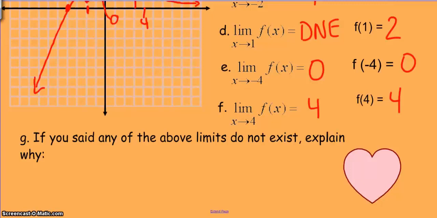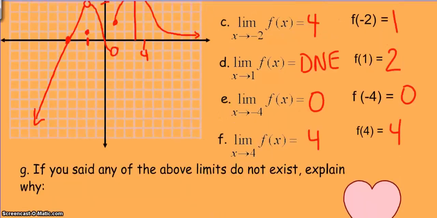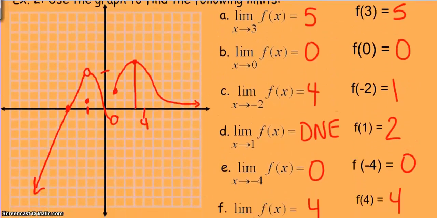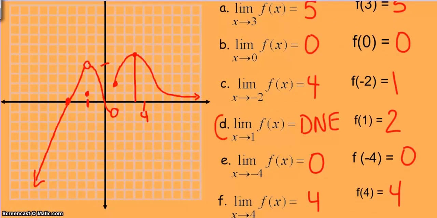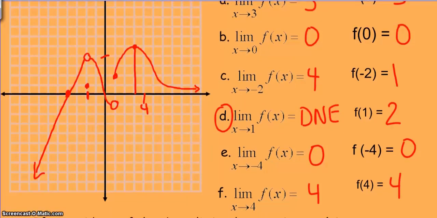Okay, if you said any of the above limits do not exist, explain why. So we said that the limit doesn't exist in question D. So explain why. Let's think about this. If we look at the graph as x approaches 1, we have this whole big jump right here. It's not continuous because as we approach from one side, the value isn't the same as when we approach from the other side.